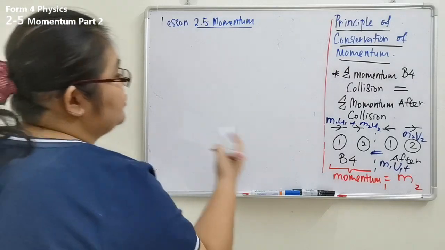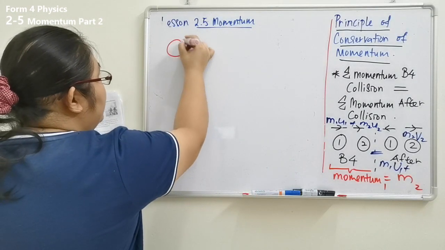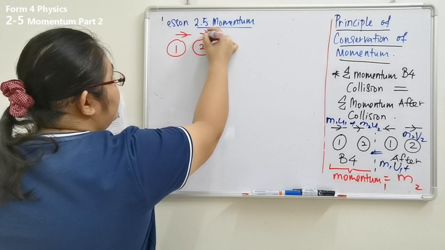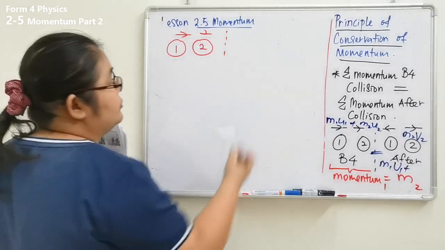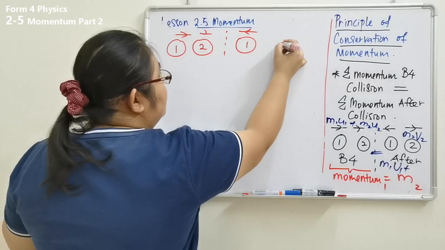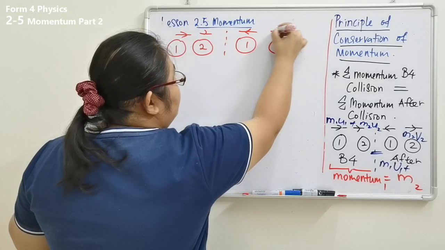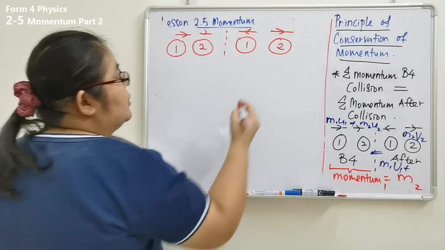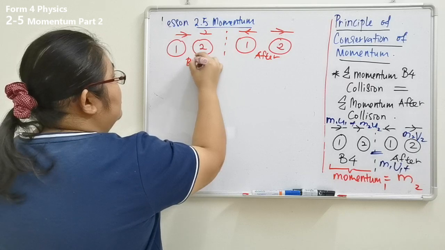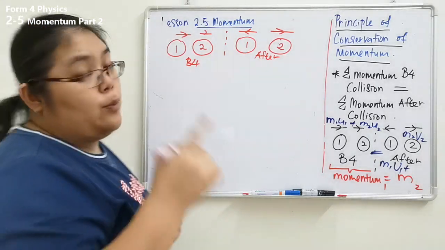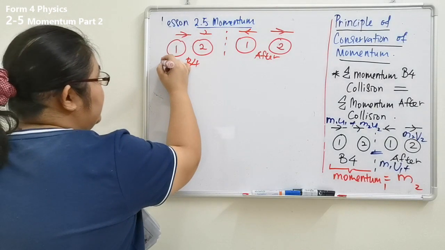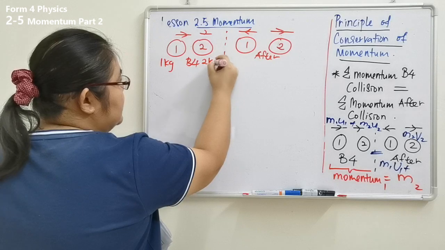Elastic means, first one, same like this one. Ball one moves to the right. Ball two also moves to the right. And this one is before collision. One is before, one is after. Example, I want to give some readings. This one is 1 kg, 2 kg.